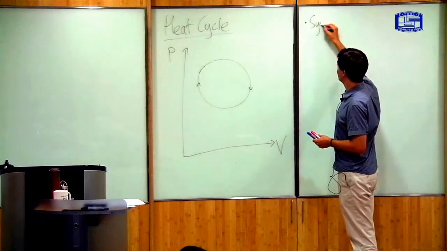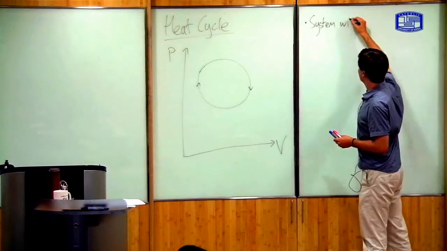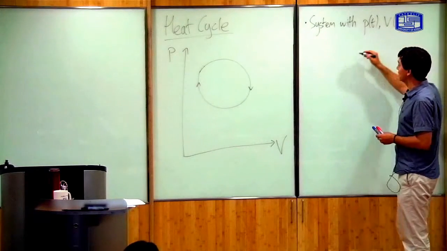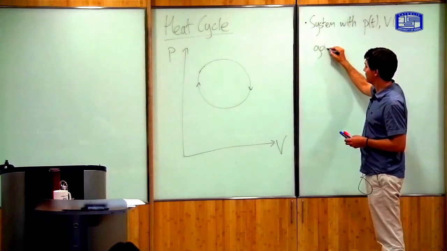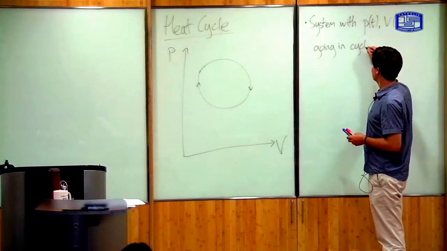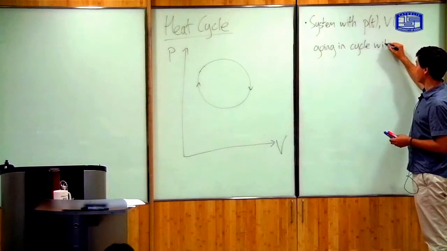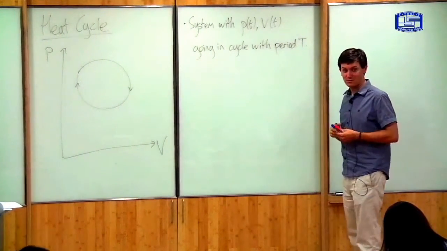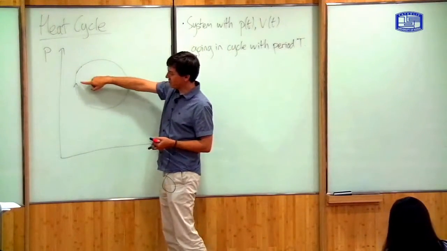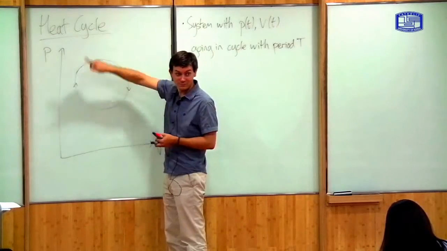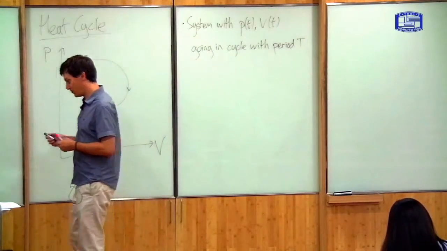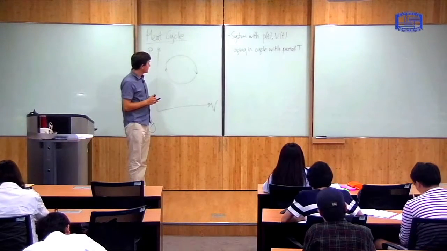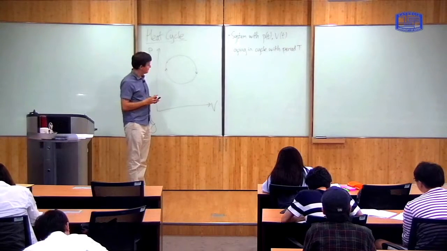So you've got a system with pressure and volume as a function of time going in a cycle with some time period. Let's call the time period t. Okay. So as the wheel goes round and round, the pressure and the volume of the gas go round and round as well. Around here. Okay. So we can say some things about this.